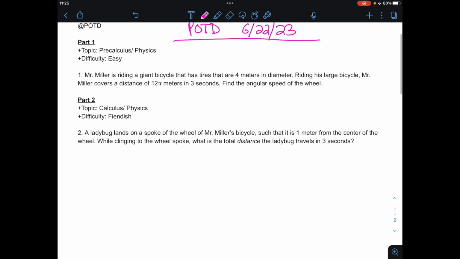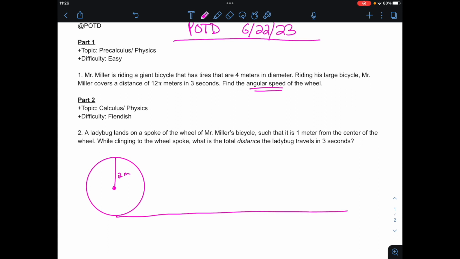So first of all, part one. Mr. Miller's riding a giant bicycle, tires that are 4 meters in diameter, very big. Riding this bike, I covered 12 pi meters in 3 seconds. Find the angular speed. So it's relatively easy. We have our giant tire with 4 meters of diameter, meaning a radius of 2 meters. And in 3 seconds, we will cover 12 pi meters of distance.